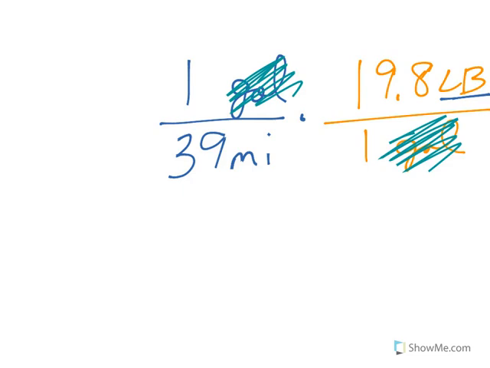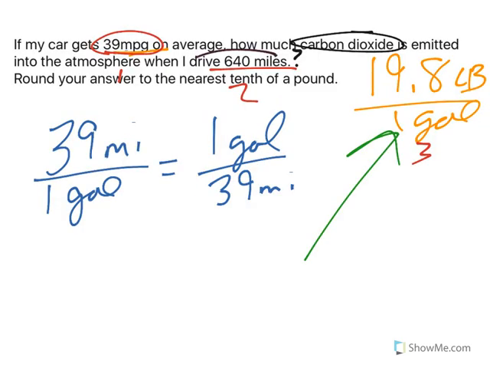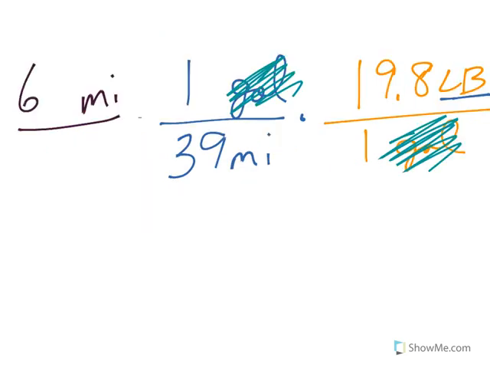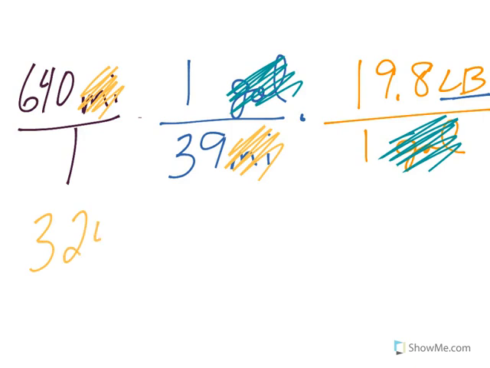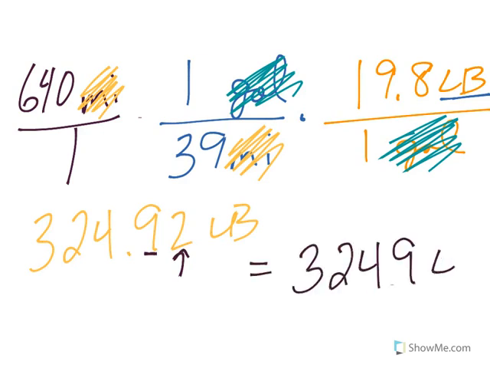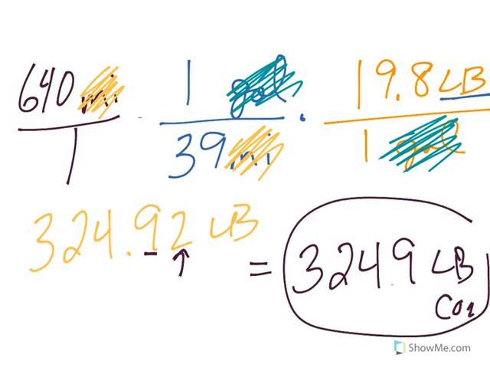That's not okay. So I have to now go and say, well, I need to get rid of miles. And the only other piece that we know is that we're driving 640 miles. So 640 miles to 1, because it's just miles. There's nothing to compare that to. So that piece makes my miles go away, and then you'll notice all I have is pounds in the numerator, which is exactly where I want it. So I multiply my 2 numbers in the top, divide by 39, and I end up with 324.92 pounds. Directions say round to the nearest tenth, 2 rounds down, so 324.9 pounds of CO2 is your final answer.